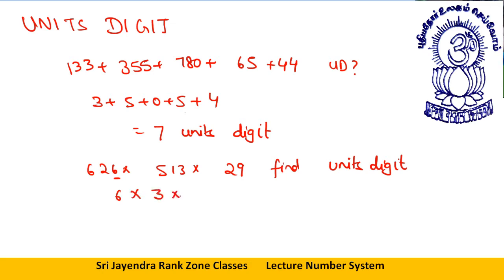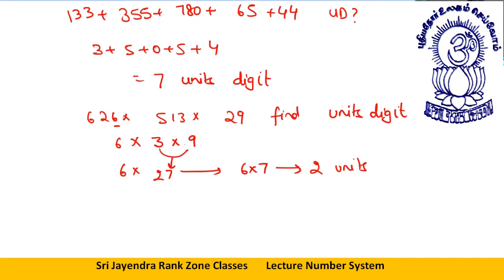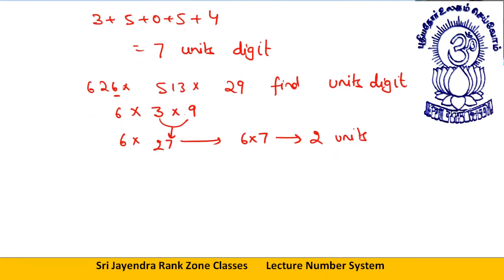6 into 3 into 9, that is 6 into 27. From here I will get a 7. Even if I say 27, I will be doing 6 into 7. What is 6 into 7? 6 into 7 is 42. So your unit digit will be 2. So far things are clear. Let's take one last basic example, then I'll be moving on to the proper concept. These are some examples which you can do without any prior knowledge.